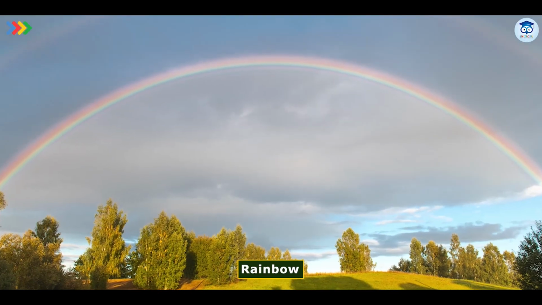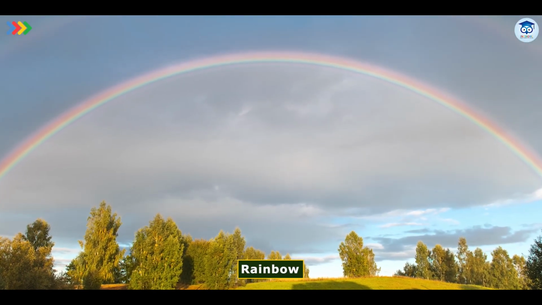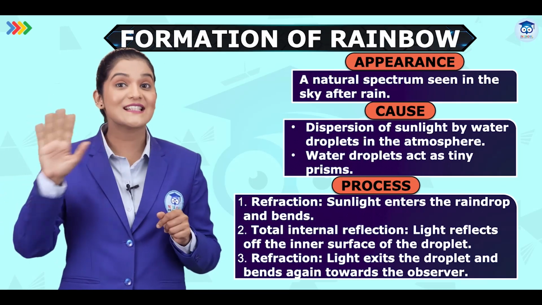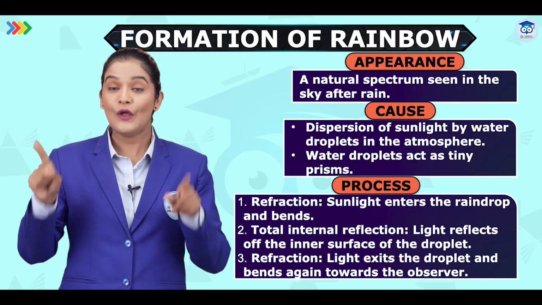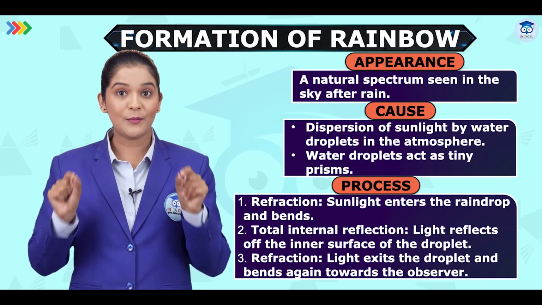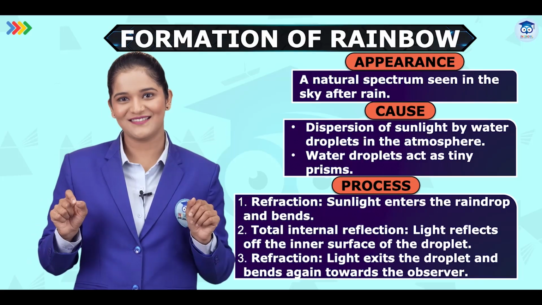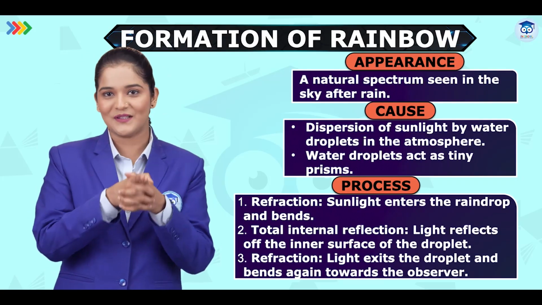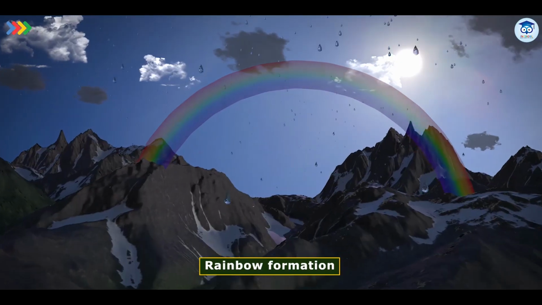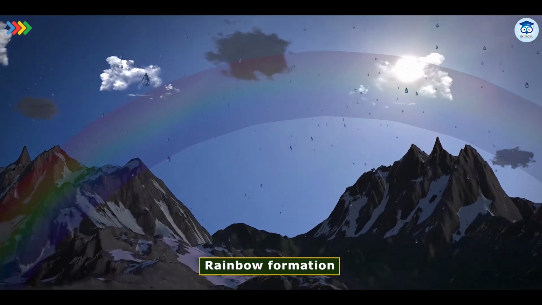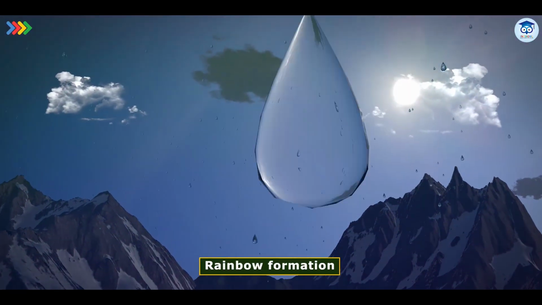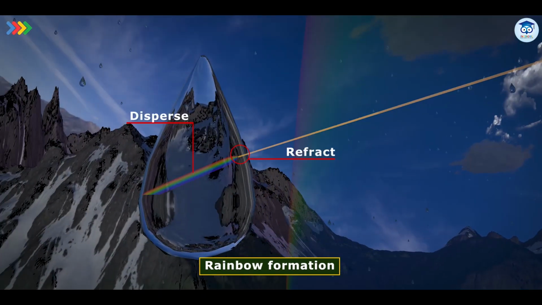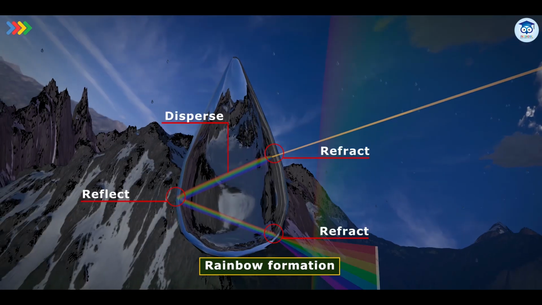This leads us to the phenomenon of the formation of a rainbow. A rainbow is a natural spectrum of colors that appears in the sky typically after rainfall, when sunlight interacts with water droplets suspended in the atmosphere. The cause of this phenomenon is the dispersion of sunlight by water droplets. When sunlight enters these droplets, it is refracted and separated into its component colors. These water droplets act like tiny prisms, similar to how a glass prism disperses white light in a lab experiment.